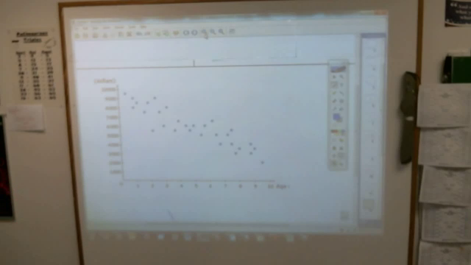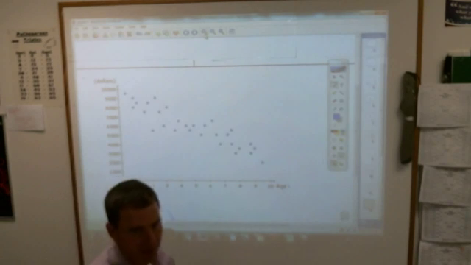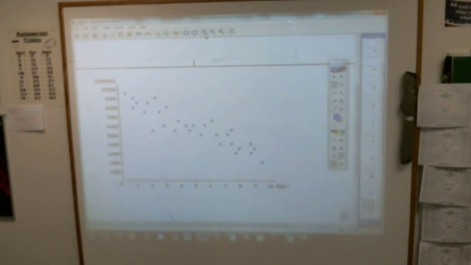You draw me a line of best fit and try to give me an equation. Do what you can. It's a negative correlation, so it's going to be a negative slope. Give me a line of best fit. And again, you probably should use a ruler.